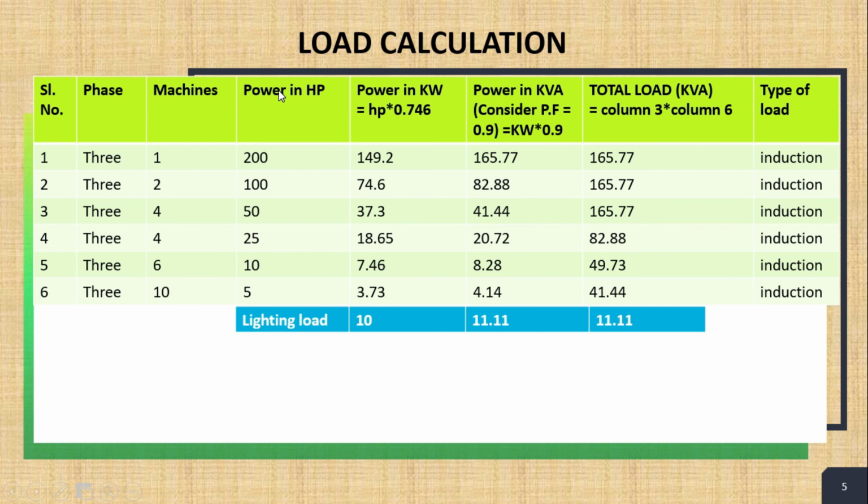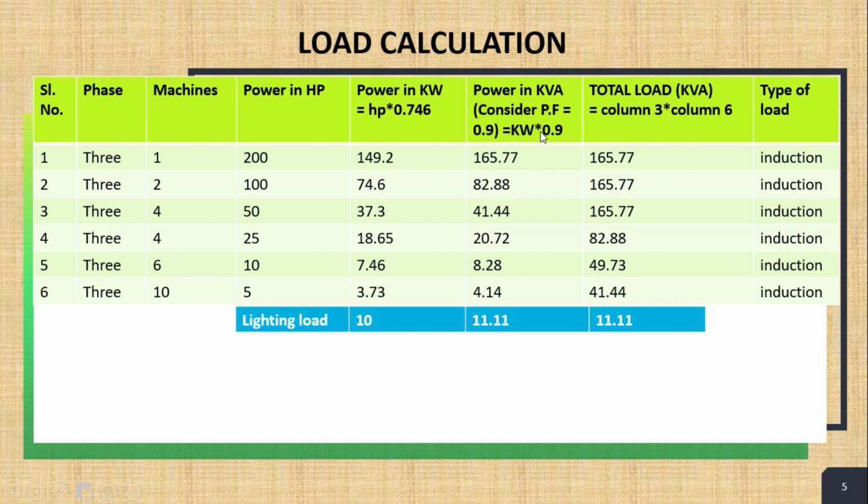You can see on the screen all the loads are listed in the chart. The third column shows the number of machines that we are using, and the fourth column shows the capacity of the machine in HP, the power in HP, and the fifth column shows the power in kW, and the sixth column shows the power in kVA, and the seventh column shows the total load in kVA.